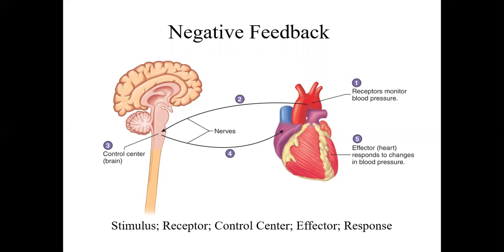If the blood pressure is too high, then it's going to send a signal back to the heart to tell the heart to slow down a little bit, and that'll help allow the blood pressure to go down a little bit. So by sending the information back to the effector, then it will hopefully create a response, and the response is hopefully going to get you back closer to homeostasis.